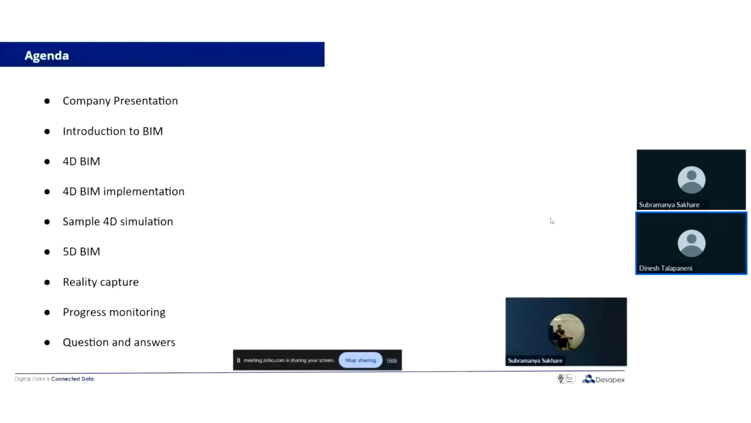Initially, I would run through the company presentation. We'll explain about the company and the kind of services that we provide for digital implementation in the construction industry. Then I'll give a brief introduction to BIM, why BIM is important. Then we jump on to 4D BIM and 4D BIM implementation. I have sample virtual construction simulations to show you. Also, not part of this webinar, but I would like to touch on 5D, since we are already doing the majority of work in 4D, so we'll briefly touch on 5D as well.